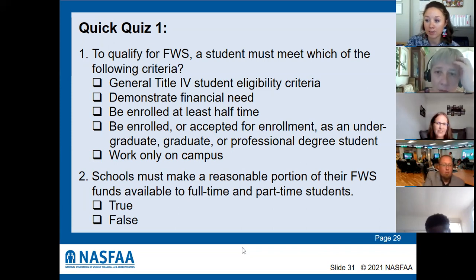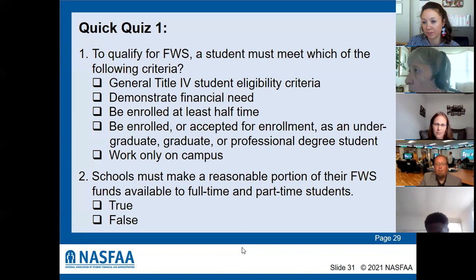No. So you're mostly right. The answer is no. They do not have to be enrolled at least half-time. They can be enrolled at less than half-time and still receive federal work study. How about be enrolled or accepted for enrollment as an undergraduate, graduate, or professional degree student?